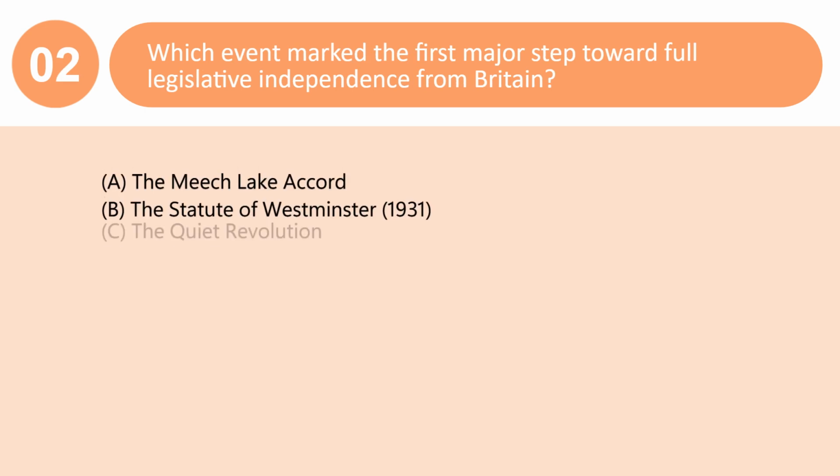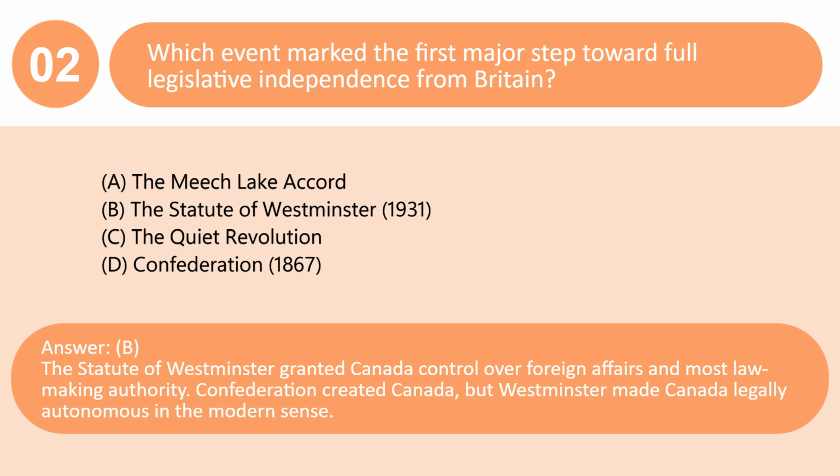Which event marked the first major step toward full legislative independence from Britain? A. The Meech Lake Accord. B. The Statute of Westminster, 1931. C. The Quiet Revolution. D. Confederation, 1867. Answer: B. The Statute of Westminster granted Canada control over foreign affairs and most lawmaking authority. Confederation created Canada, but Westminster made Canada legally autonomous in the modern sense.